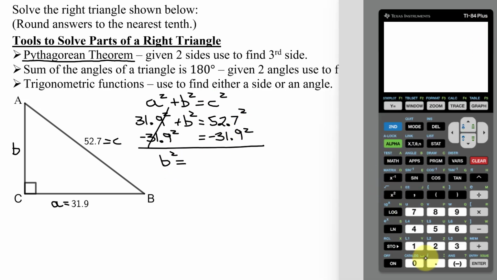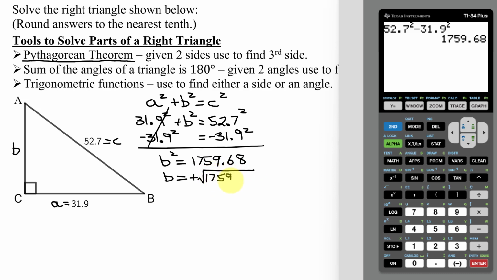Here is my calculator. It's a TI-84 plus. So to work this out, I have 52.7 squared minus 31.9 squared, and that equals 1759.68. Now to get b, I take the positive square root of this, because remember, b is the side of a triangle, so it has to be positive.